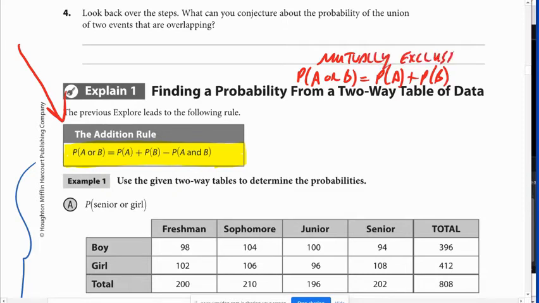So we see this is slightly different now when they're not mutually exclusive. If the events are overlapping, the probability of A or B is the same thing as what we got before, but then you have to subtract the overlap.